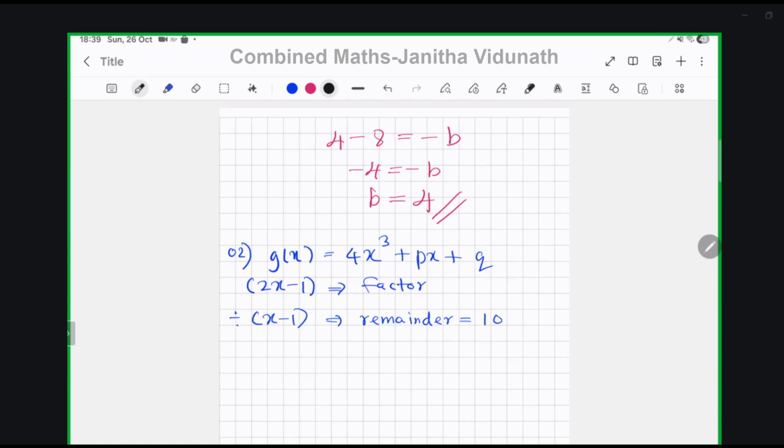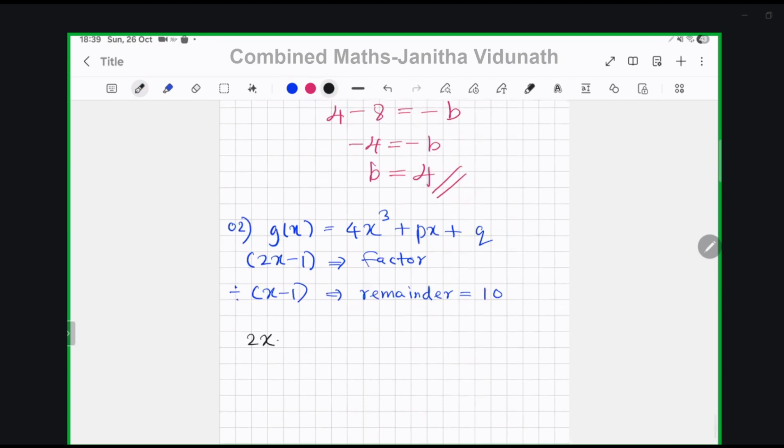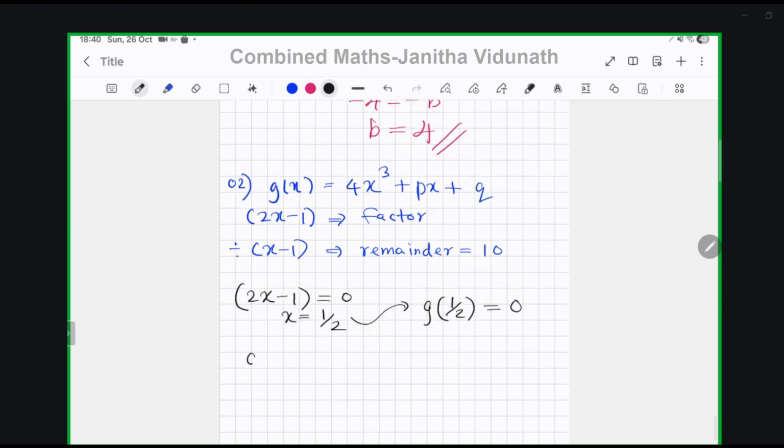Okay, now I am going to solve the second one. Here they have mentioned that 2x minus 1 is a factor. That means we need to set this to 0. From that, we can get x equal to half. That means if this is a factor, g(1/2) should be equal to 0. That means g(1/2) is equal to 4 times half to the power 3 plus p times half plus q, which needs to equal 0.